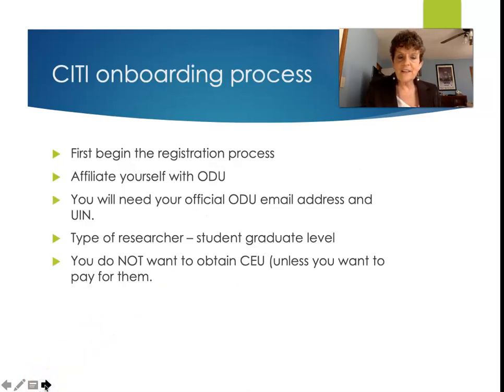So there are some things that you have to do. You need to register for an account. You have to say, I'm affiliated with ODU. You will need to have your official email address and your UIN. And when they ask you what type of researcher you are, you're going to put student, graduate level. And if they ask if you want to get continuing education units or credits, you tell them no, because they will charge you for that. So unless you want to pay a couple $100, please say no.